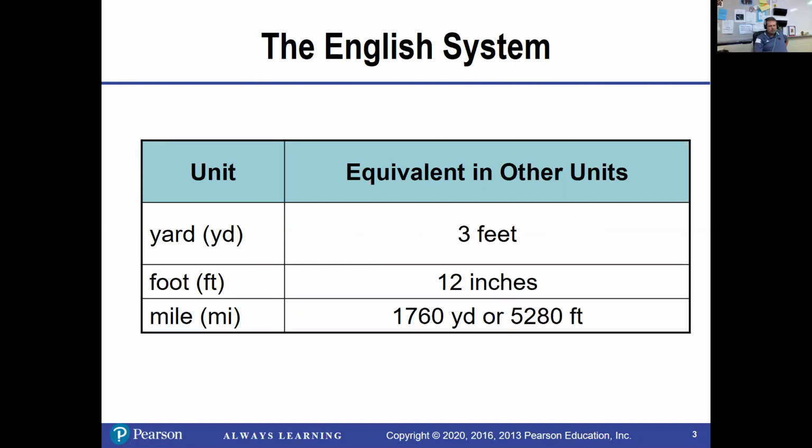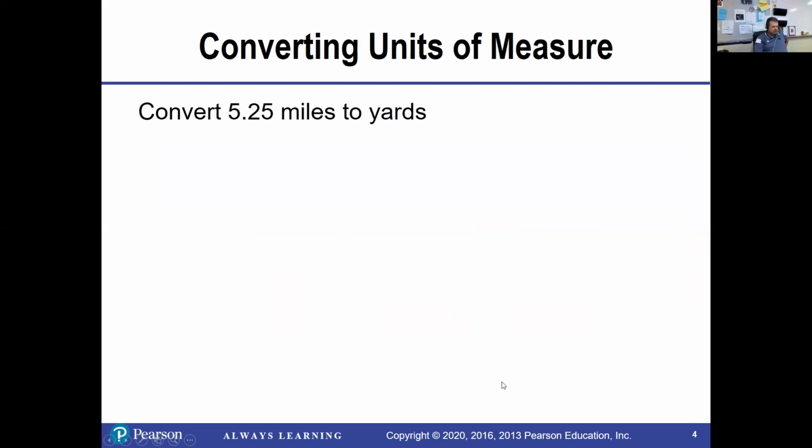In the English system we have yards, feet, and miles. There are 3 feet in a yard. You should know there are 12 inches in a foot, which would mean there are 36 inches in a yard. One thing you might want to write down is how many yards and feet are in a mile. 5,280 feet are in a mile, which if you multiply that by 12, you would get how many inches in a mile.